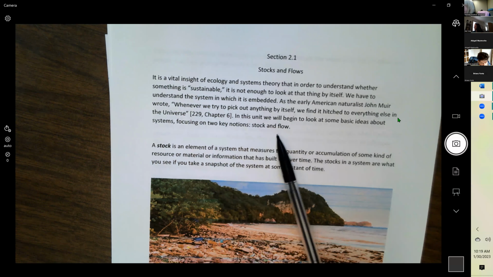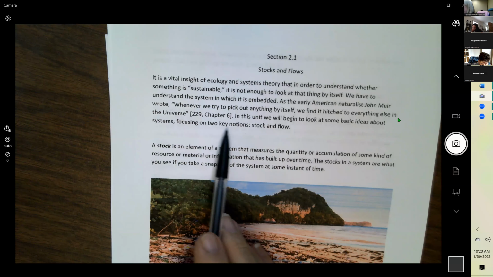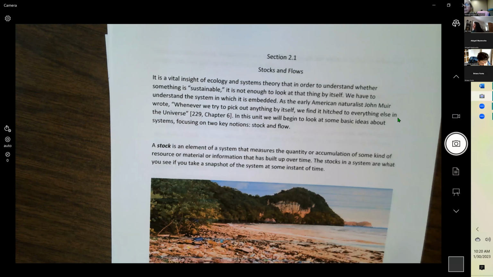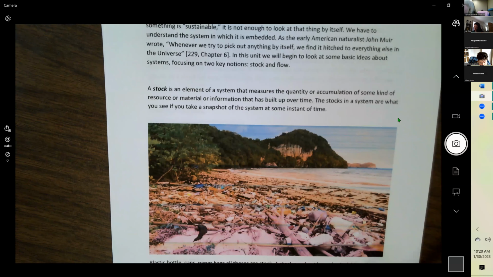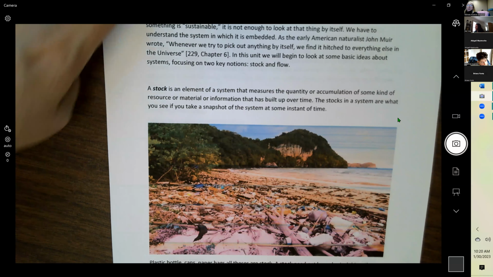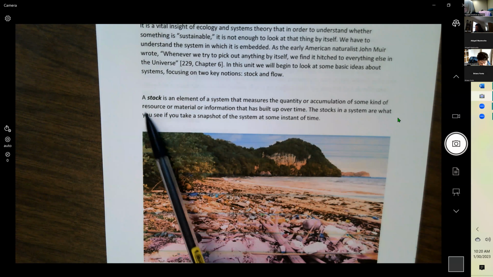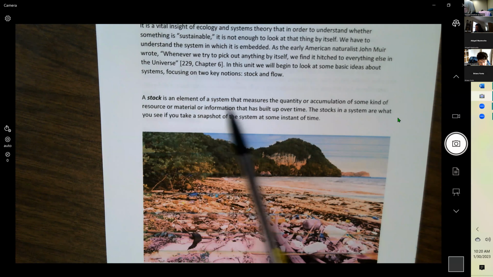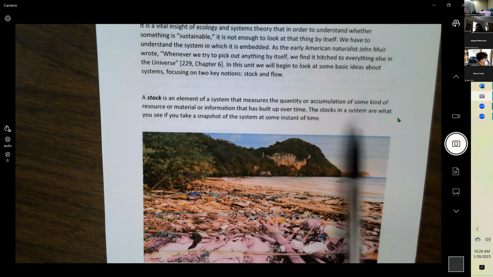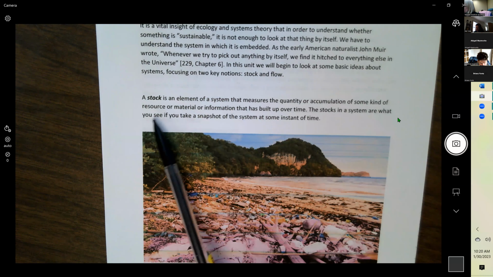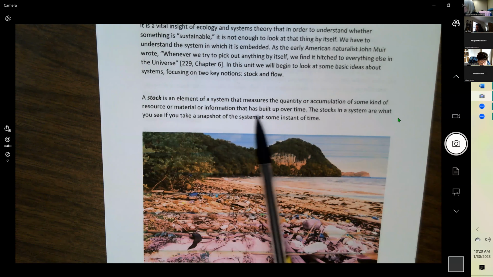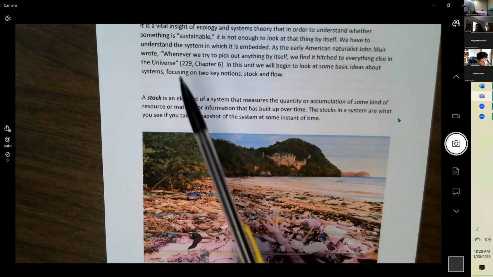In this unit, we'll begin to look at some basic ideas about systems, focusing on two things, stock and flow. And so it's kind of going to be what your project is. I didn't think about telling you to say what the stock is, but you can put that in there. Stock is an element of the system that measures the quantity or accumulation of some kind of resource or material that's built up over time. Oh, I guess we did. I told you what the problem was, so that would be the stock.